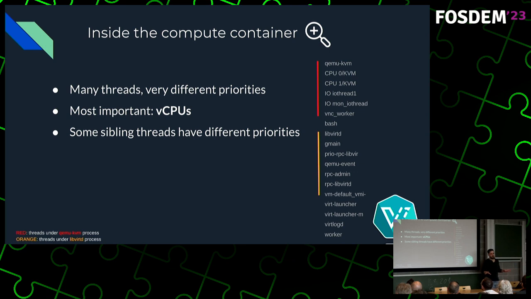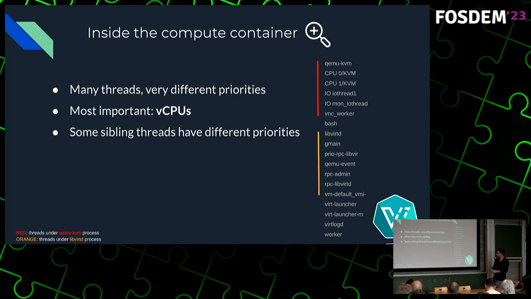Let's zoom into the compute container for a second. The list here is all of the processes and threads that run inside the compute container. Now, you don't need to understand everything that's running here, but let me show you the interesting part. You see the QEMU KVM process. All of the red ones are its threads. As you can see, we have 2 threads which are the actual vCPU threads, like I said earlier. And the problem is that we have a lot of threads with different priorities.